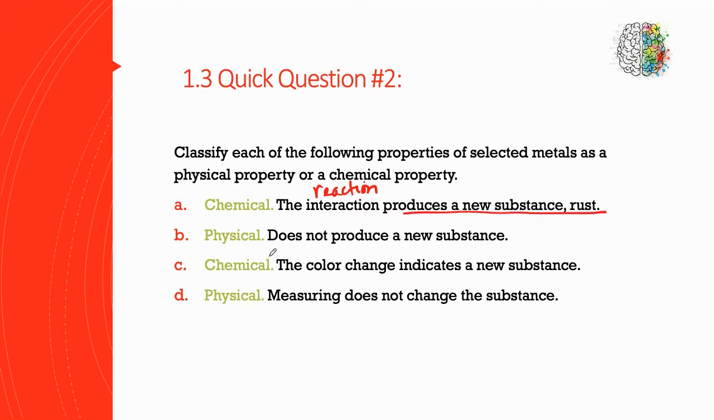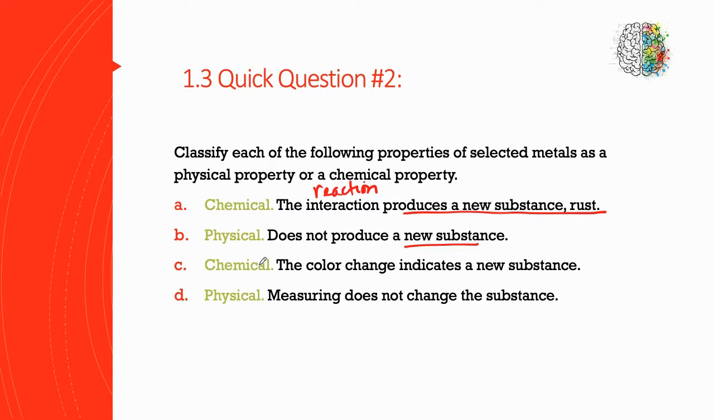All right. The next one was mercury metal is liquid at room temperature. Remember, whether something is a solid, a liquid, or a gas is just a physical property. We haven't produced a different substance. Mercury is mercury, whether it's liquid mercury or solid mercury. So we have not produced a new substance here. This is a physical change or a physical property.